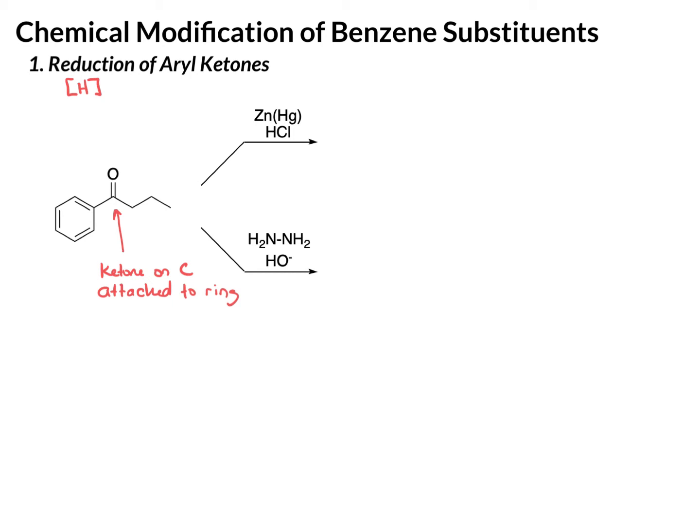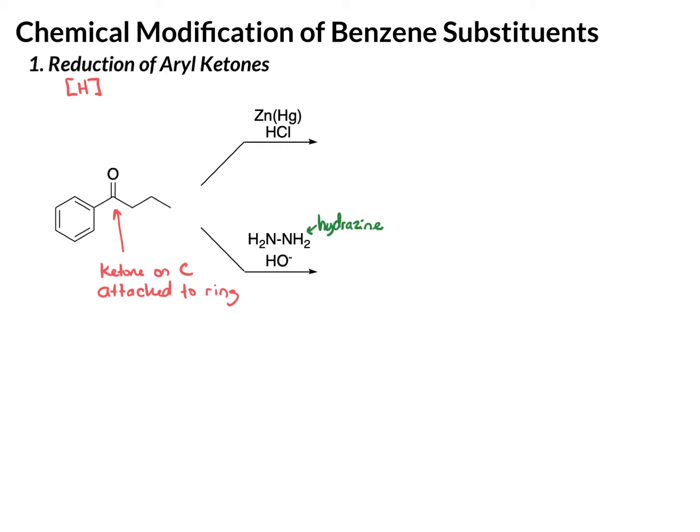There's two different sets of conditions that you can use. We can use this zinc mercury amalgam and hydrochloric acid, or we can use this H2N NH2. This molecule is called hydrazine, and hydroxide. The difference is acidic conditions versus basic conditions. But it doesn't matter which reaction condition we use, we actually end up with the same product.